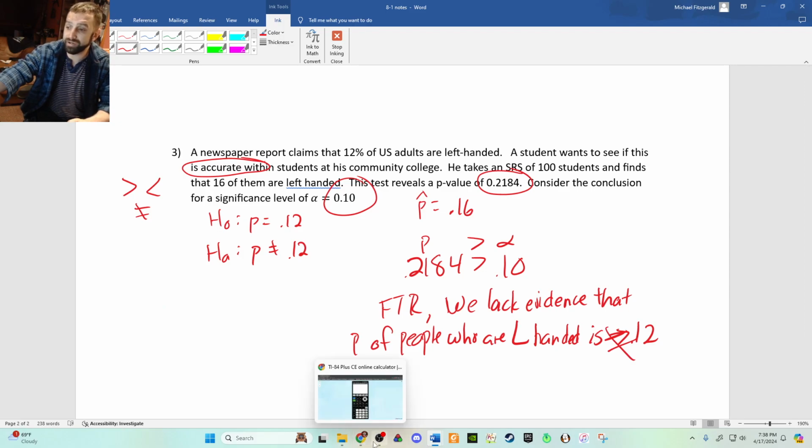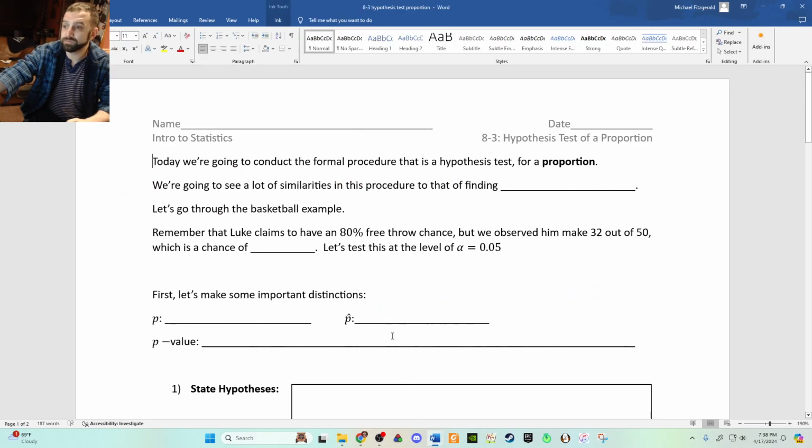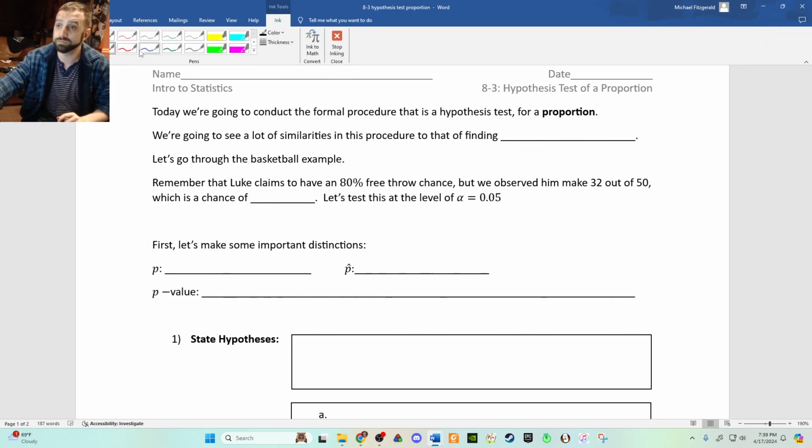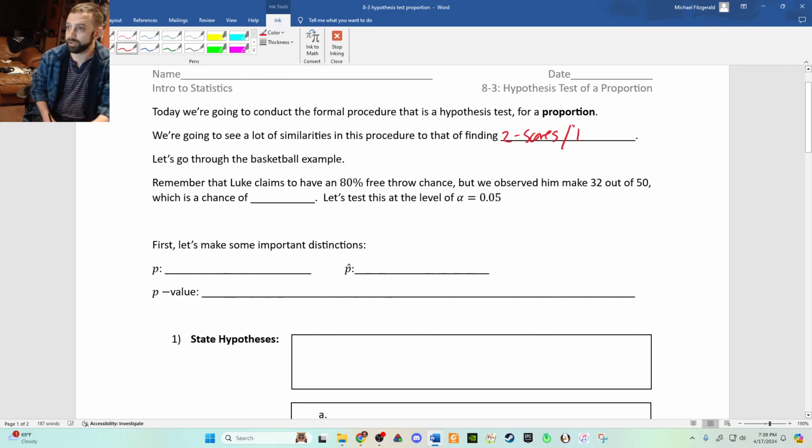So let's do that now with the basketball example. There are a lot of similarities to finding a z-score. Finding z-scores and Table A stuff.